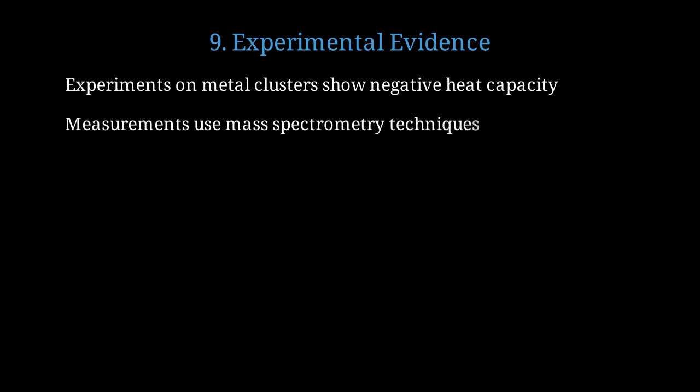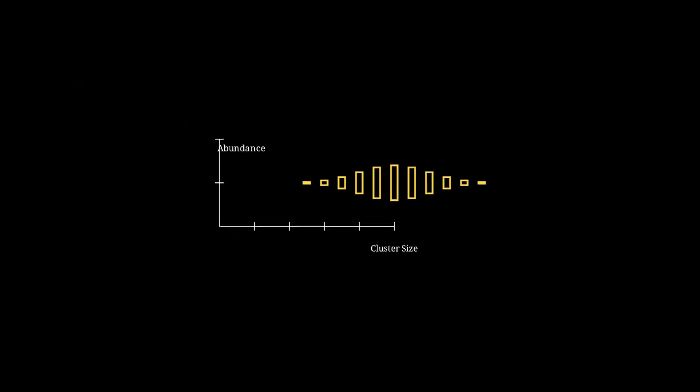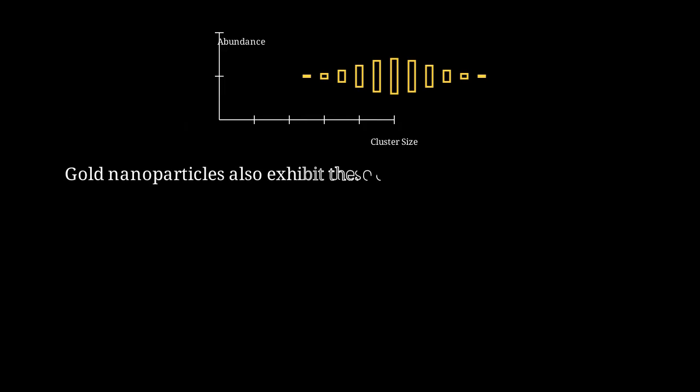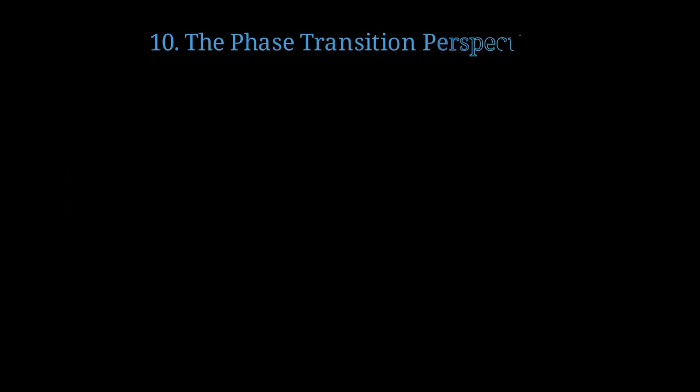Mass spectra show characteristic distributions with peaks corresponding to particularly stable cluster sizes, called magic numbers. Gold nanoparticles also exhibit these anomalous thermodynamic properties, which has important implications for nanotechnology. Because you can't stick a thermometer into a nanometer-sized particle, temperature is measured using clever indirect methods based on emission spectra. We can understand these phenomena through the lens of phase transitions.